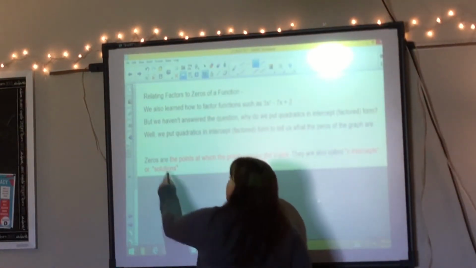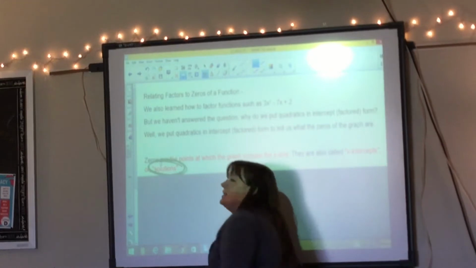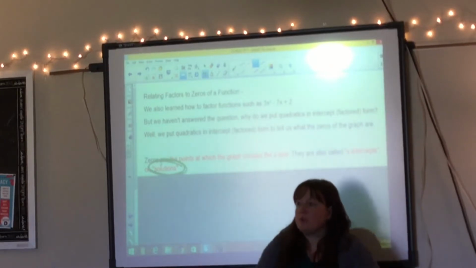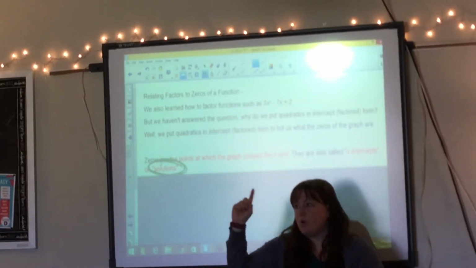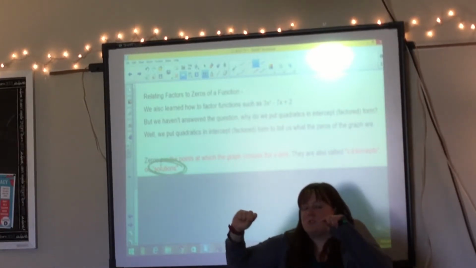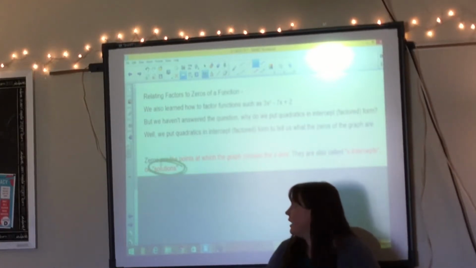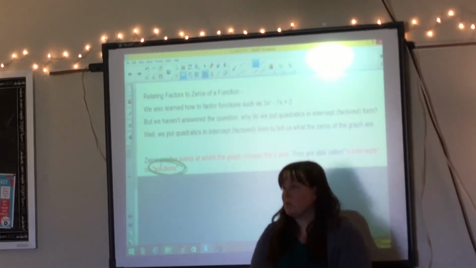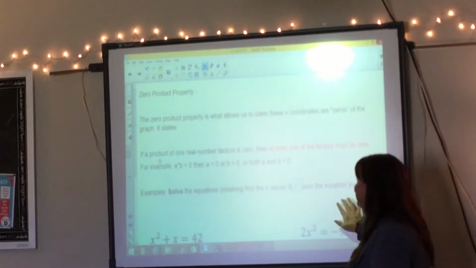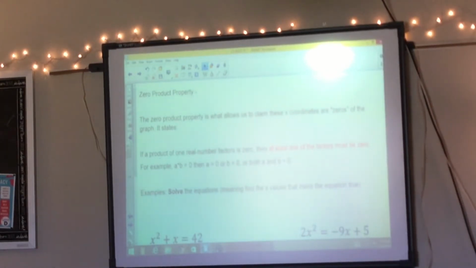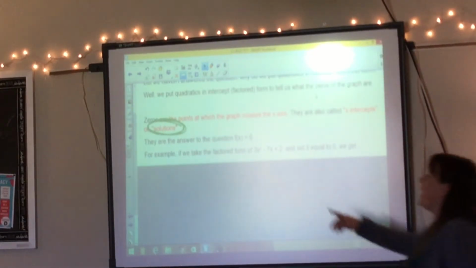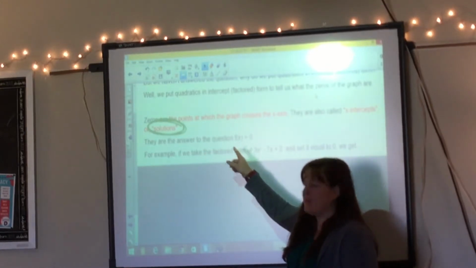This is really important that we call them solutions. Because when I say, let's find the solution to this quadratic, what I'm asking is, tell me where it crosses the x-axis. Tell me what the x value is where it crosses the x-axis, which is also what x value is a zero. So when we're solving quadratics, we're looking for zeros. They are the answer to the question, when is the function equal to 0? When is f of x equal to 0?